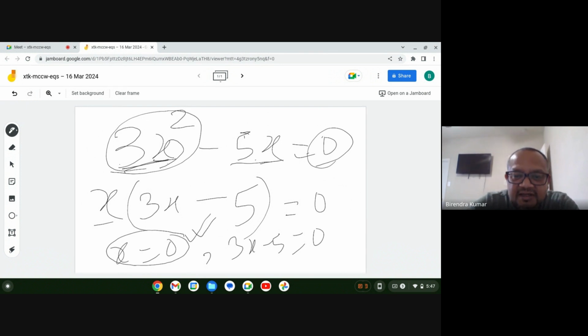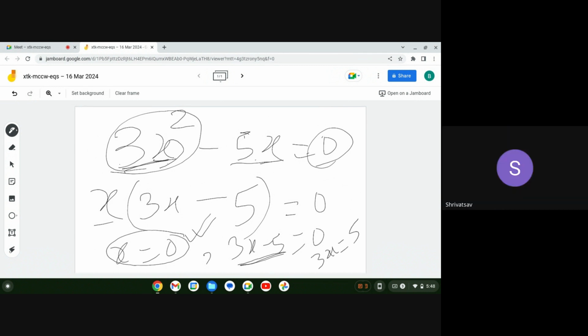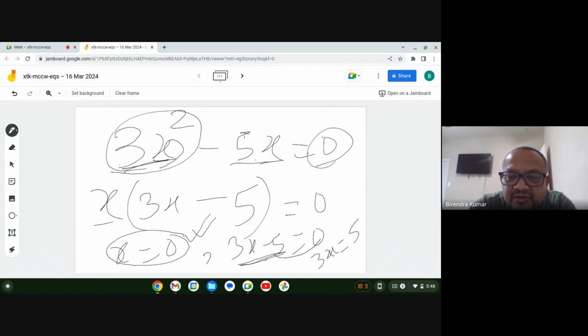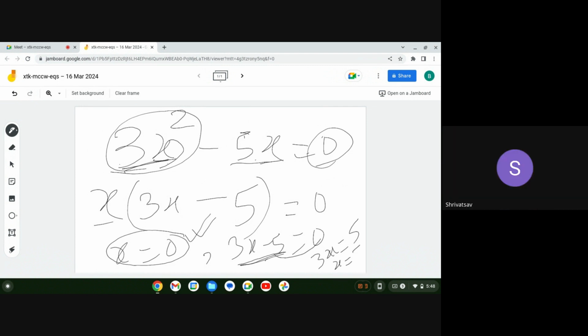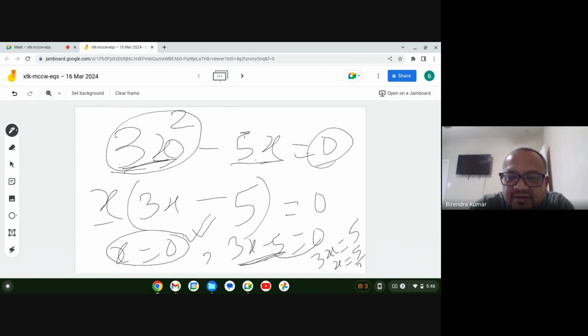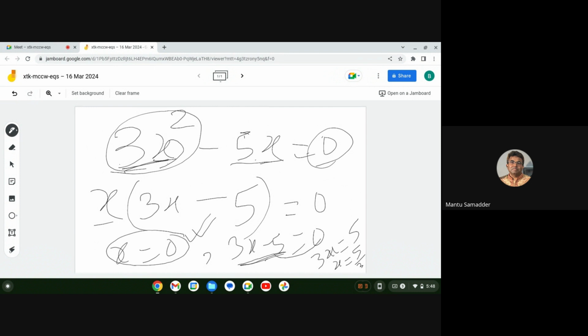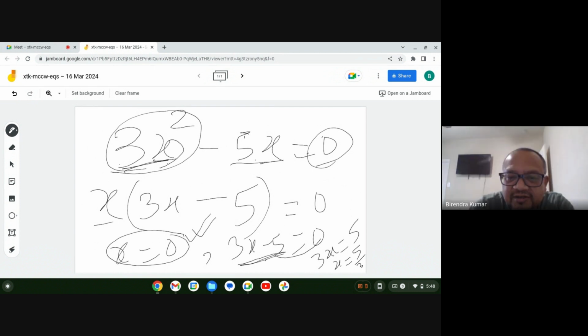Now 3x minus 5 equals 0. That means 3x will be equal to 5. We are making this guy go from here to the other side of the equal to sign. So minus becomes plus. So 3x equals 5. That means x will be equal to 5 by 3. Did you guys follow what I did?